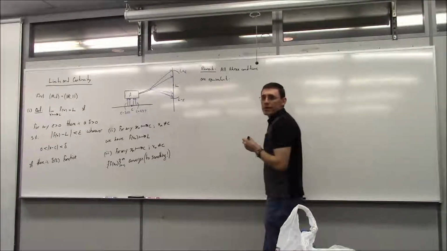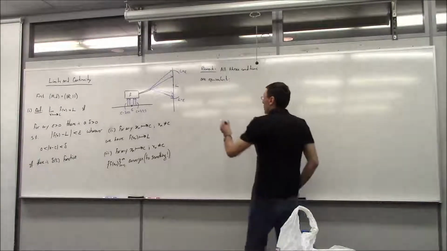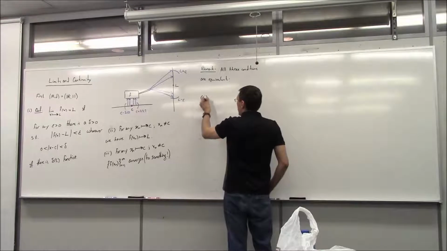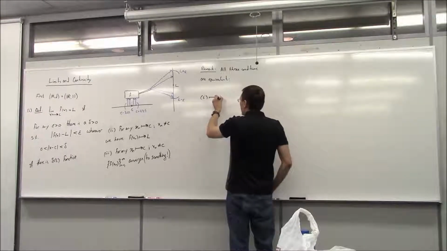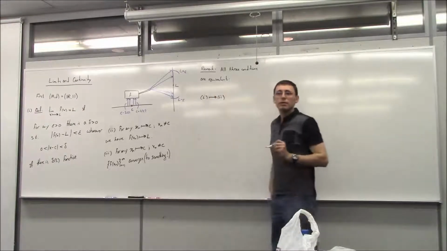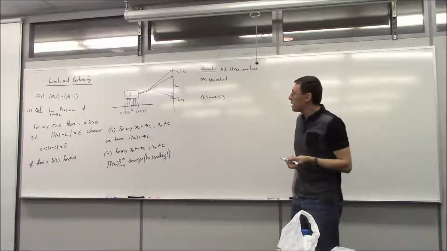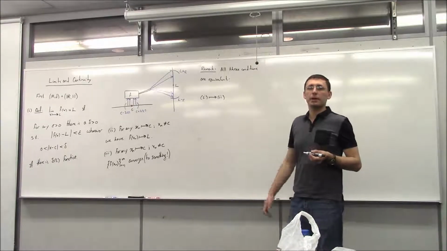I don't know, maybe I should show why. I kind of don't want to, but let's try. Let's see that 1 implies condition 2. Okay? Does 1 imply condition 2? So I have the delta epsilon definition.